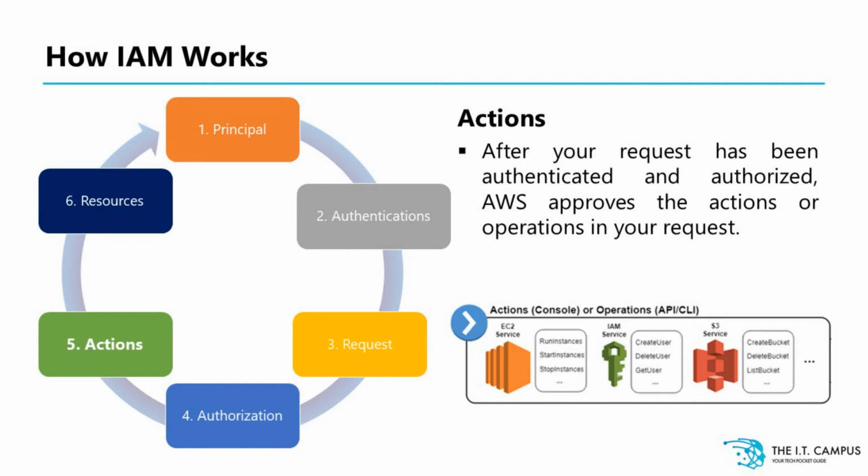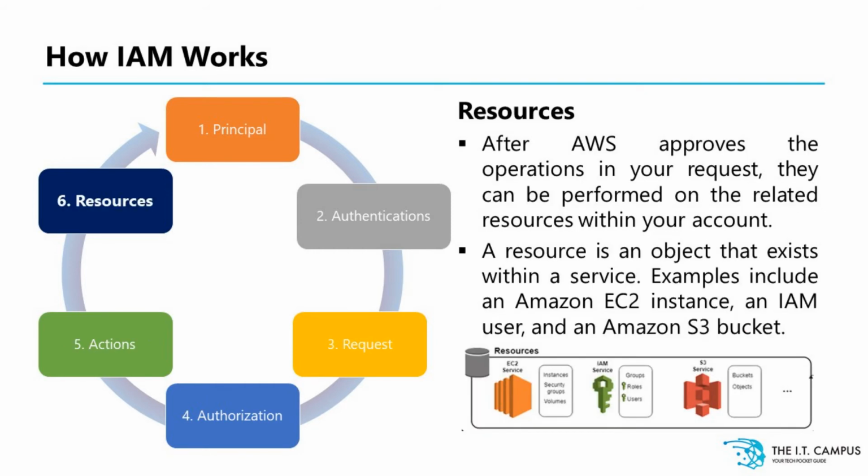Now, where the action is performed, it is performed on resources. Resources. After AWS approves the operation in your request, it can be performed on the related resources within your account. A resource is an object that exists within a service. Examples include an Amazon EC2 instance, an IAM user, and an Amazon S3 bucket. The service defines a set of actions that can be performed on each resource. If you create a request to perform an unrelated action on a resource, that request is denied. For example, if you request to delete an IAM role, but provide an IAM group resource, the request fails.